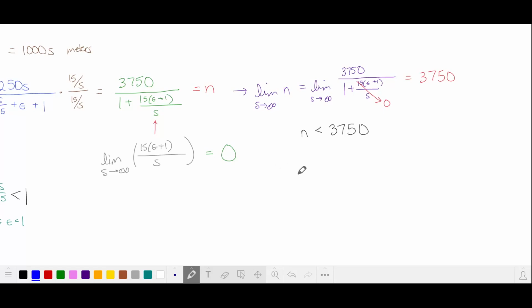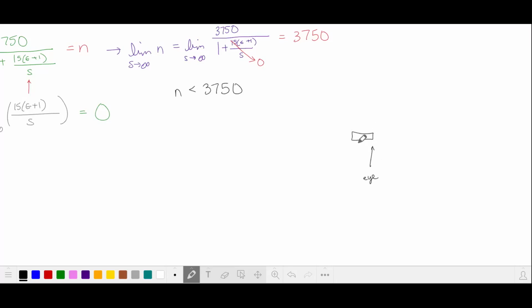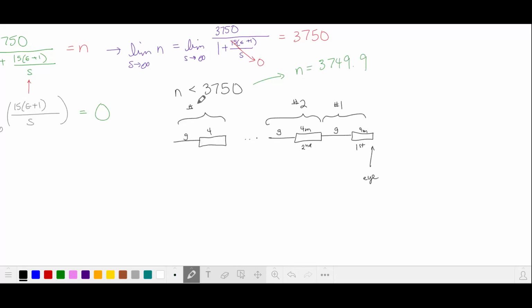Let's return to our diagram to count the number of cars. Again, here is our eye, and here is our first car, followed by its gap. Here's our second car, followed by its gap. This is the second car gap interval, and so on. Let's take n is equal to 3749.9. This is car and gap number 3749, and this is the 3749th car that will go past the eye.